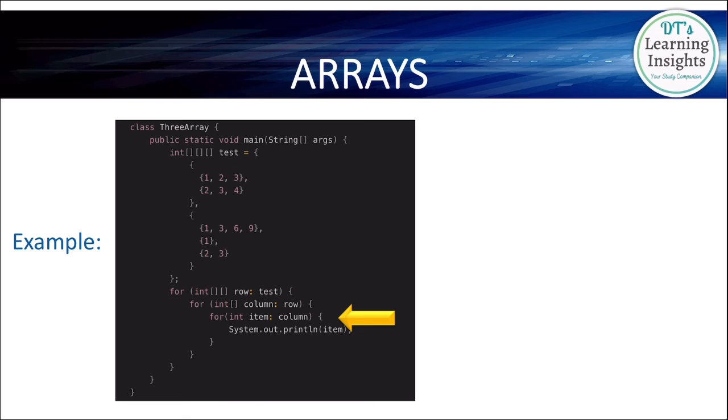Again, inside that, we have another for each loop where a variable called item is created and that is able to access each item or element of this 1D array called column. We finally get all these elements printed out.